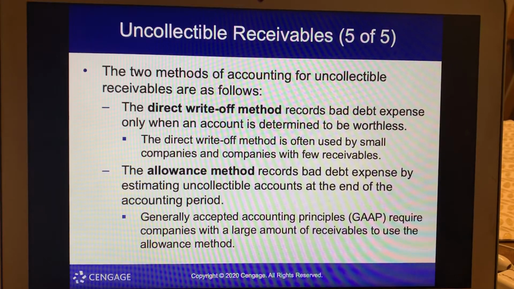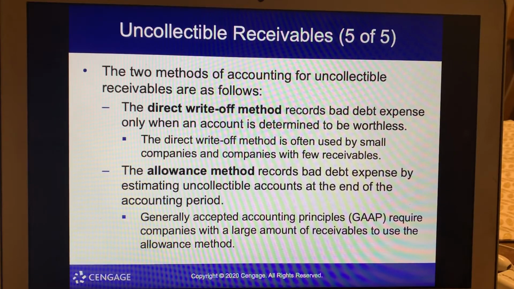The two methods of accounting for uncollectible receivables are as follows. The direct write-off method records bad debt expense only when an account is determined to be worthless. The direct write-off method is often used by small companies and companies with few receivables. The allowance method records bad debt expense by estimating uncollectible accounts at the end of the accounting period. GAAP, generally accepted accounting principles, require companies with a large amount of receivables to use the allowance method. So just keep in mind, if you have a lot of receivables, you have to go with the GAAP allowance method.